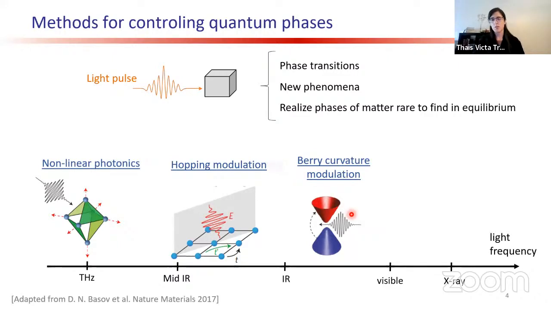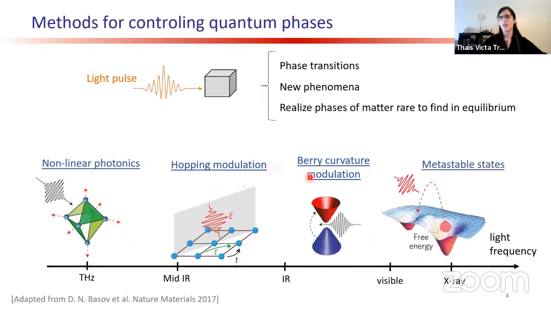All these phenomena that we saw here are usually very short-lived. They will only take place during the time that the light pulse is on. And after we switch off the light pulse, the system will relax back to equilibrium. But sometimes, if we use light frequencies even higher than infrared, we can introduce metastable states.